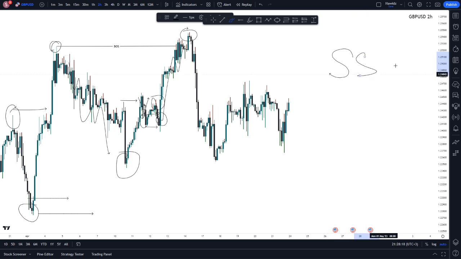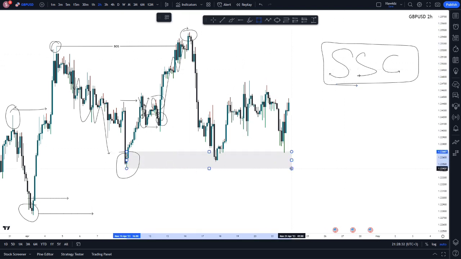Which is SSC, right? Structure, SND, and confirm. So this is our daily bread. This is where all our money comes from. Okay, so from there we're left with a pretty good demand zone right here, which is the original zone as well as the protected low. So this is a very strong area, right?